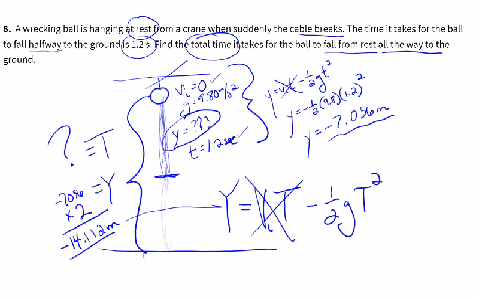We know what big Y is. We know what little g is. We just have to solve for big T. And as long as big Y is negative and this is negative, we're good to go. Hope that helps.